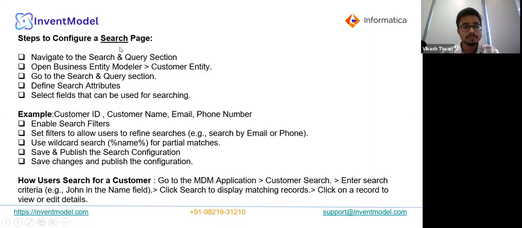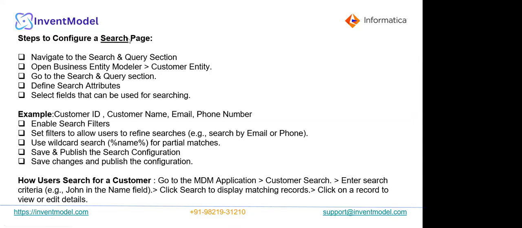So the next is the search page, how we can create a search page. I would like to call Amjad to explain how to create a search page. Thank you, Vikas. We can create a search page when we log in to our admin console. There is an option plus new. When we click, we select business application, then business entity. After that, we select business app.